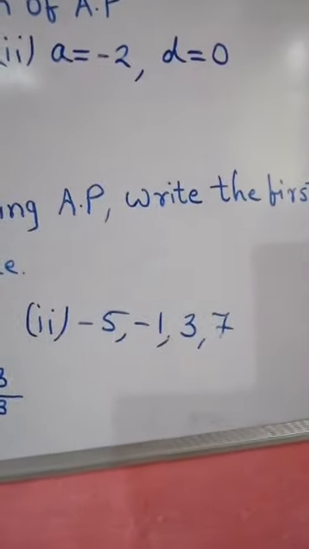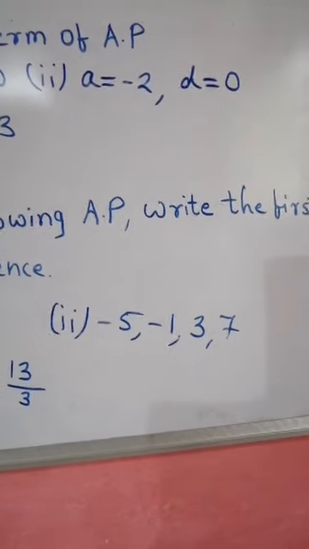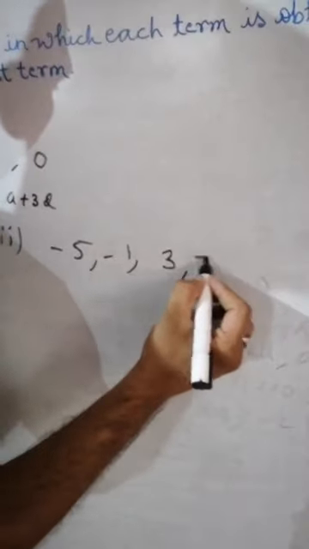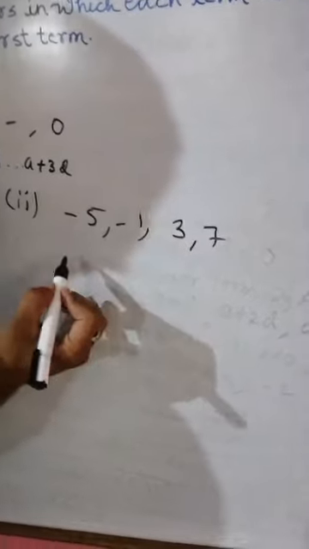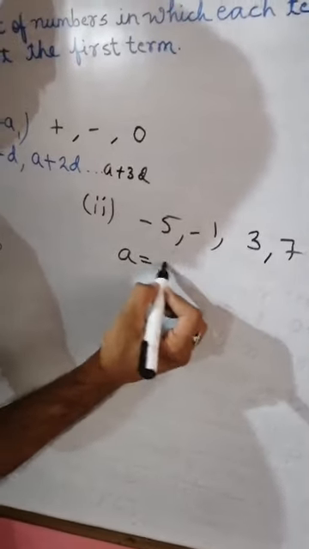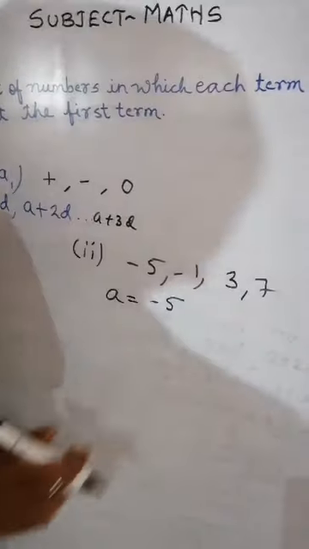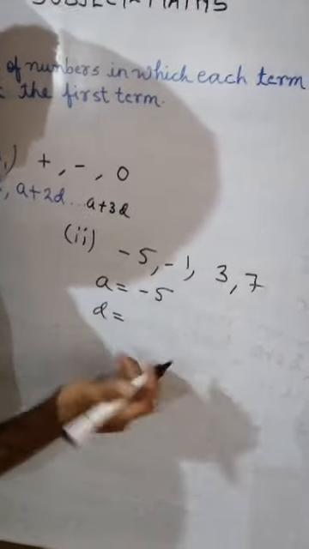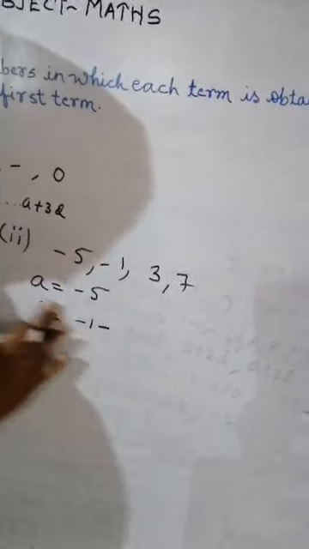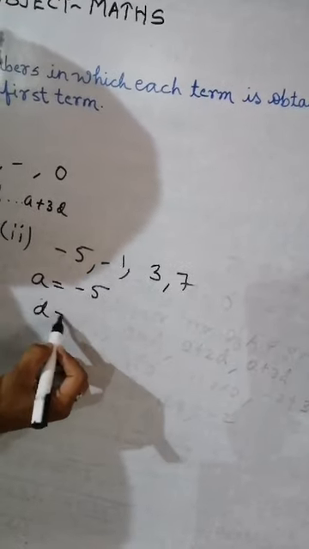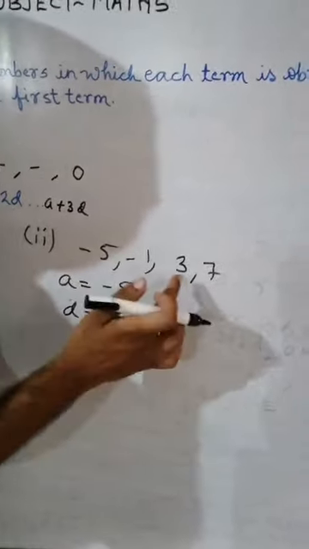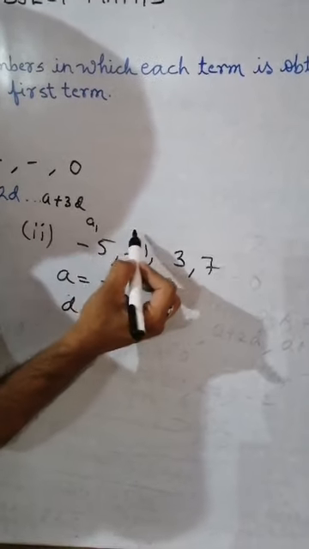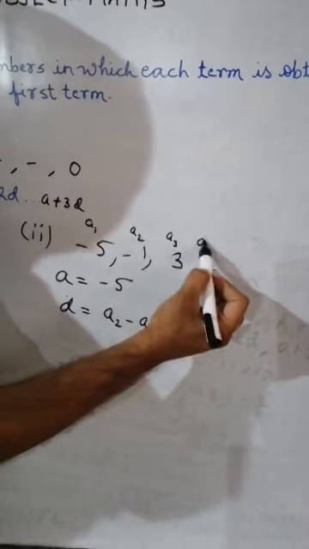Now you see the next question. Question number 2 says the numbers are given in the form of -5, -1, 3 and 7. Again they have asked one question: what is the first term? Here the first number is -5, so the a value will be -5. And what is the d? I told you the formula for d: d is a2 minus a1, or you can subtract any consecutive numbers. So this number is a1, this number is a2, this number is a3, this number is a4.